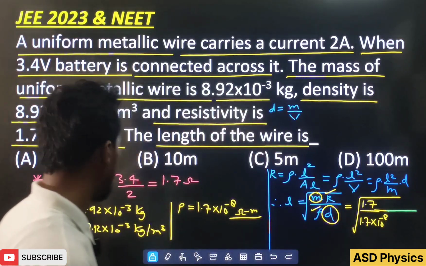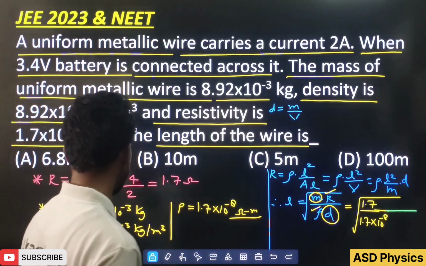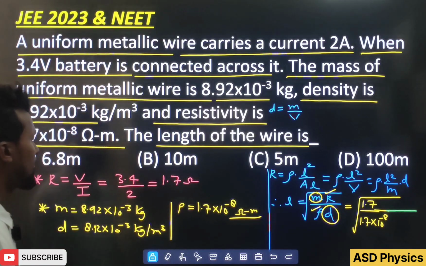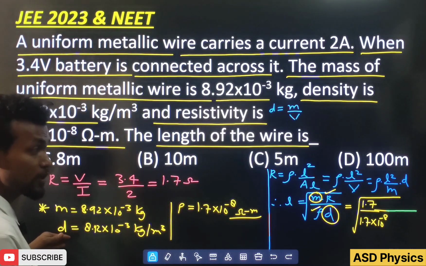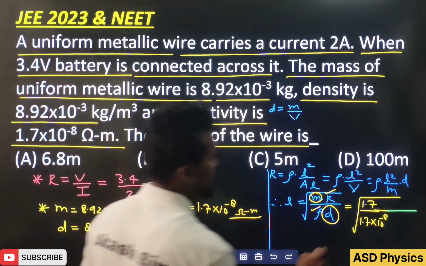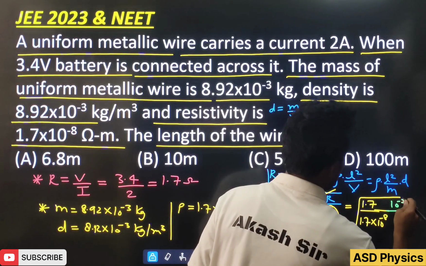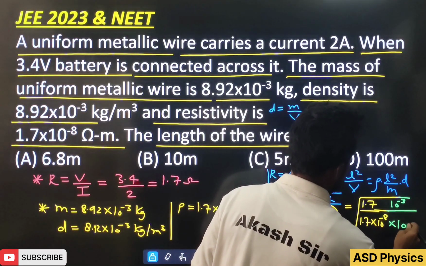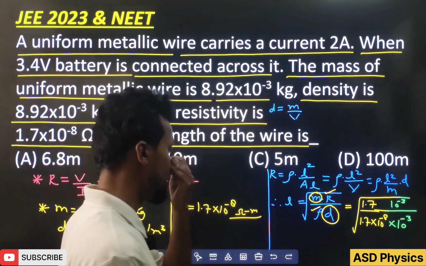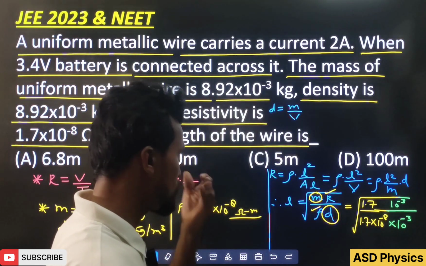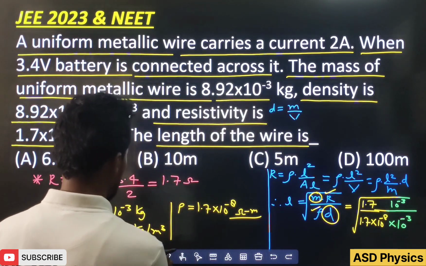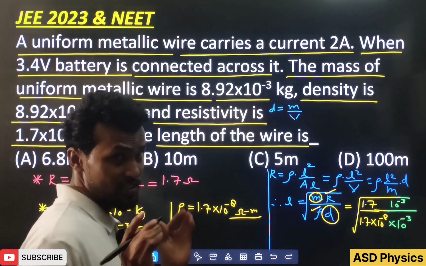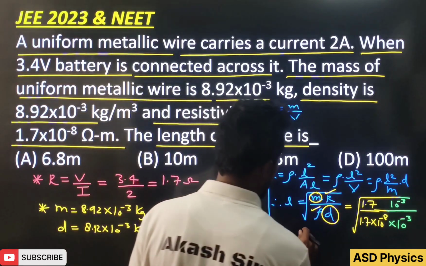Okay. So what is the M? M is given here, students, 8.92 into 10 power minus 3. 8.92 will cancel out when you put the value here. Okay. So what will become here? See, this is 10 power minus 3, and here it is given 10 power minus 3. Okay. So actually, students, in this question the answer should come 10 meter. Okay, the answer is 10 meter. So let me put the data here actually.